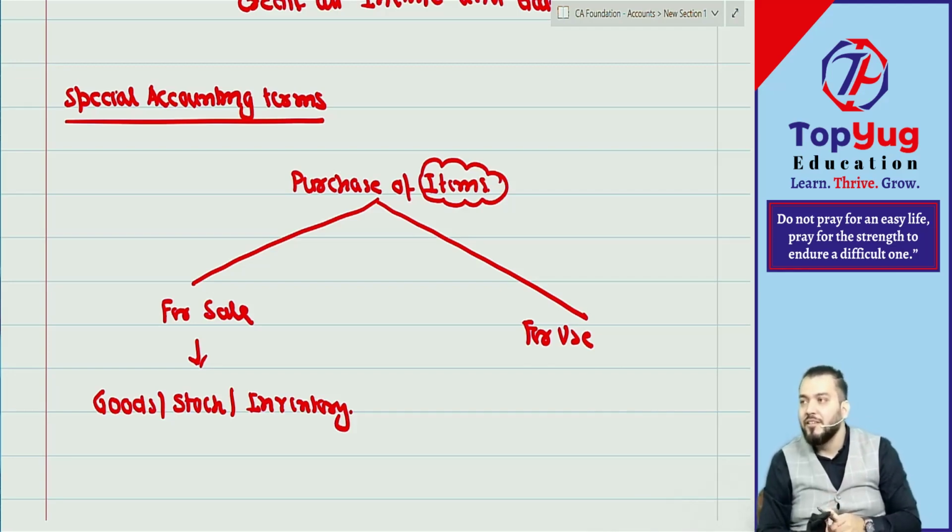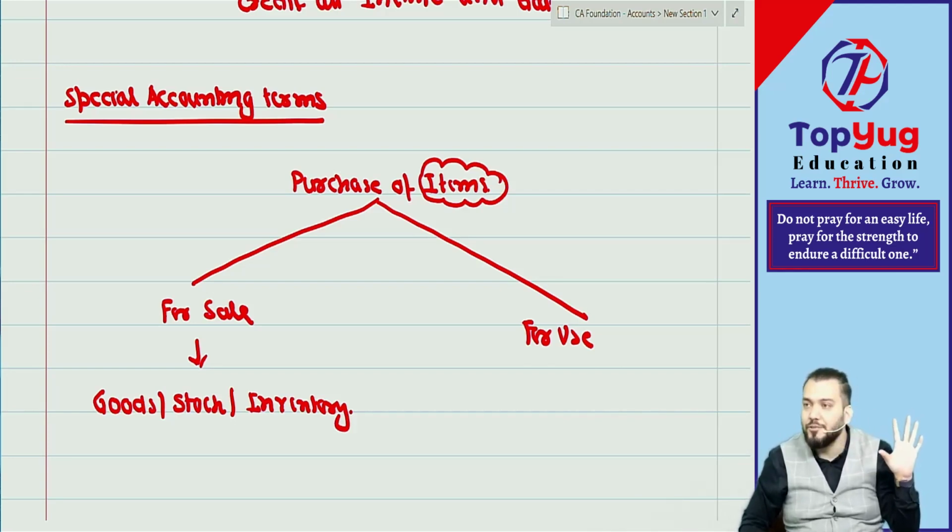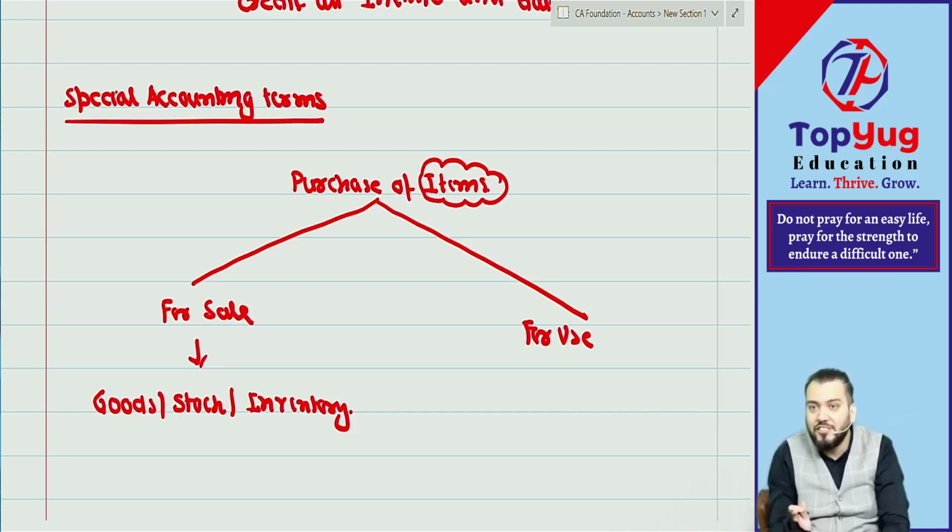We call it goods, we call it stock, but the correct term is what? Inventory. Understood? This is the name given, I can't change it now. It will be known as inventory. Don't ask me why inventory, I don't have the logic. Then I will ask why your name is Amir. The same question will be repeated. Don't ask me the logic why inventory.